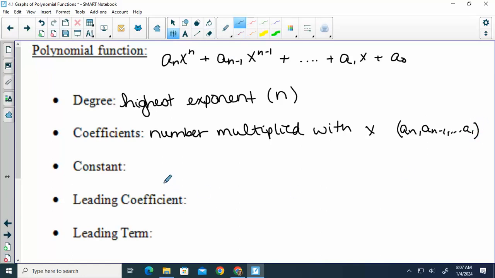What is a constant term? Something without an x. So the term without a variable. In this case, it's that a sub 0.